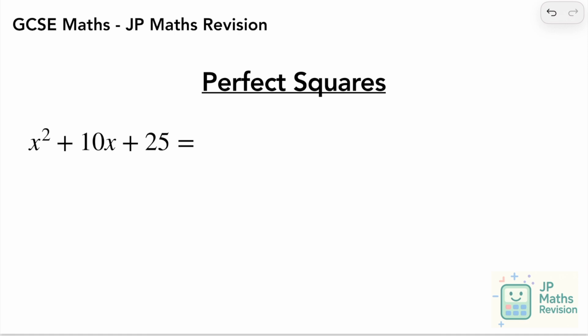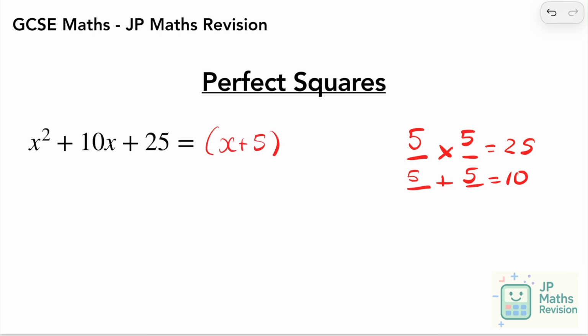So if we attempt to factorize this, we need to think of two numbers that multiply to make 25 and add to make 10. So two numbers that multiply to 25 and add to 10, it's going to be 5 and 5. So we could rewrite this as x plus 5 times x plus 5. Now, because it's x plus 5 times itself, we could write this as x plus 5 all squared, okay? Because squaring means to times something by itself.